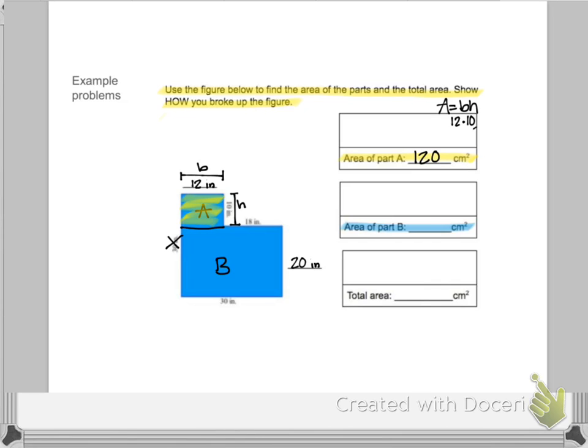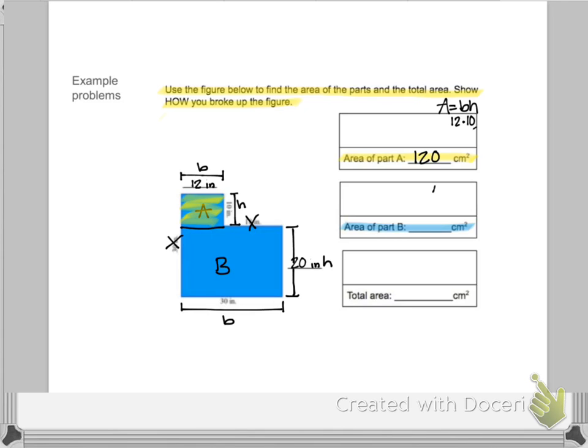Let's look at B. The base for B, I have two choices, 18. 18 doesn't cover the entire base for B. It covers part of it, so it's not going to be 18. The base for B is going to be 30. It's the entire left and right length. The height for B, we already know it cannot be the 30 on the left-hand side because that touches A and B. The height for B is going to be 20.